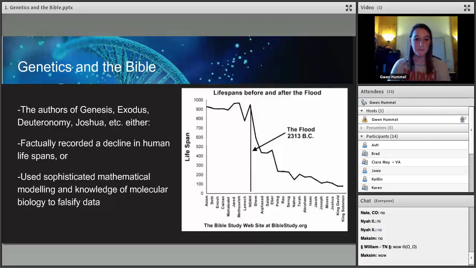So when we look at the lifespans in the flood, this is a graph that was done by the Bible study. And this is lifespans before and after the flood. And this is a really big spot because remember Genesis 6:3, which is right when the flood is happening, God puts that cap on human lifespan. We can see that human lifespans were really long at the beginning of the Bible, 900 plus years.